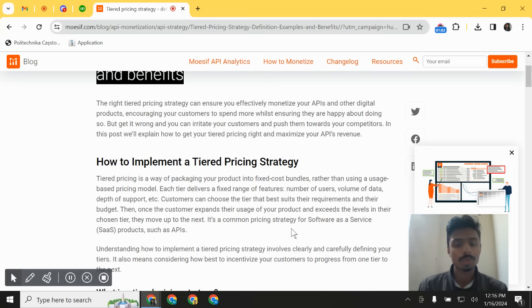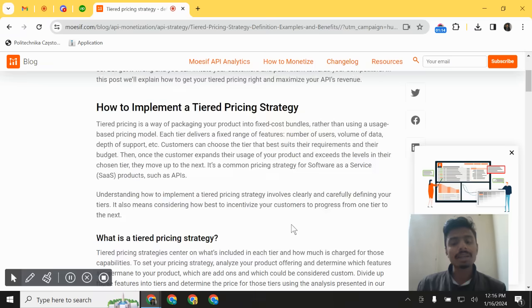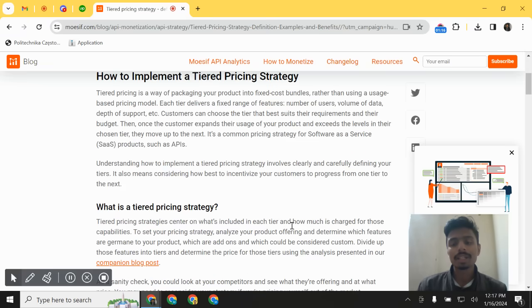Once the customer expands their usage of your products and exceeds the levels in their chosen tier, they move up to the next. It's a common pricing strategy for software as a service (SaaS) products such as APIs. So, understanding how to implement a tiered pricing strategy involves clearly and carefully defining your tiers. It also means considering how to best incentivize your customers to progress from one tier to the next.